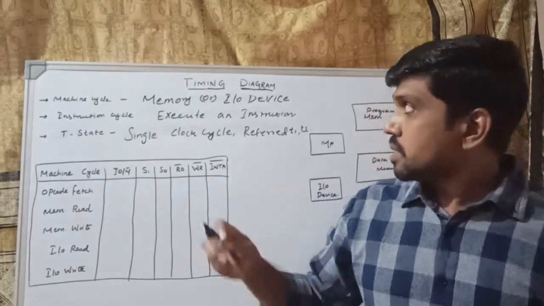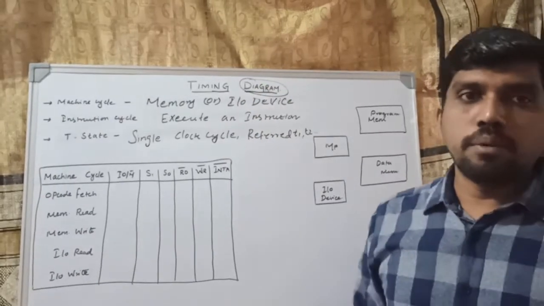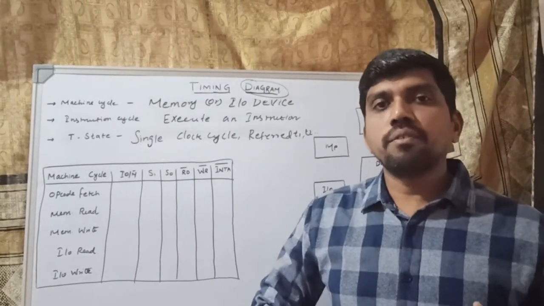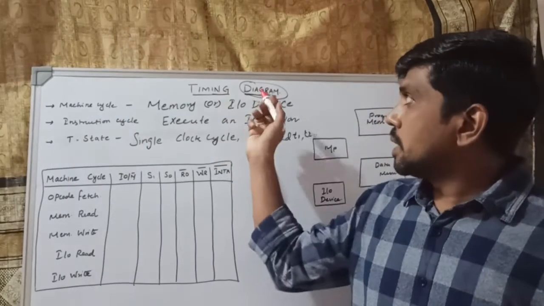This video will focus on the timing diagram. So what is a diagram? A diagram is a graphical representation. Whatever information you want to convey, you convey it in graphical form. So it's a diagram.